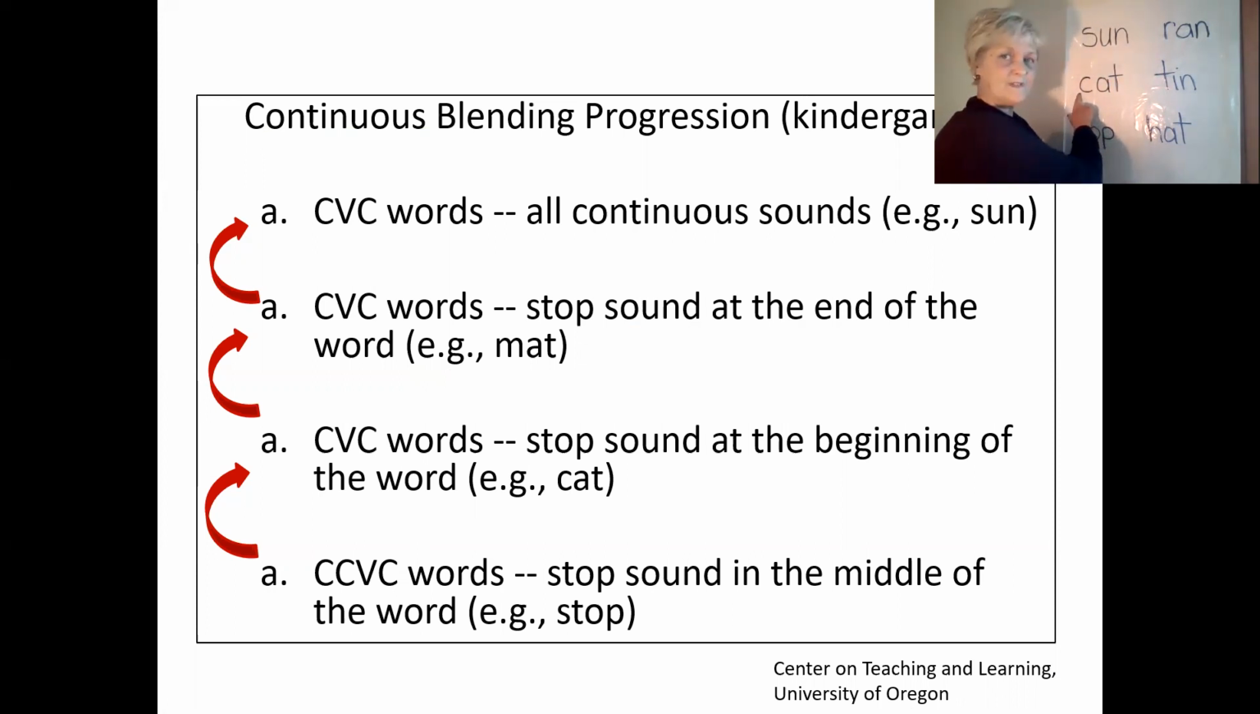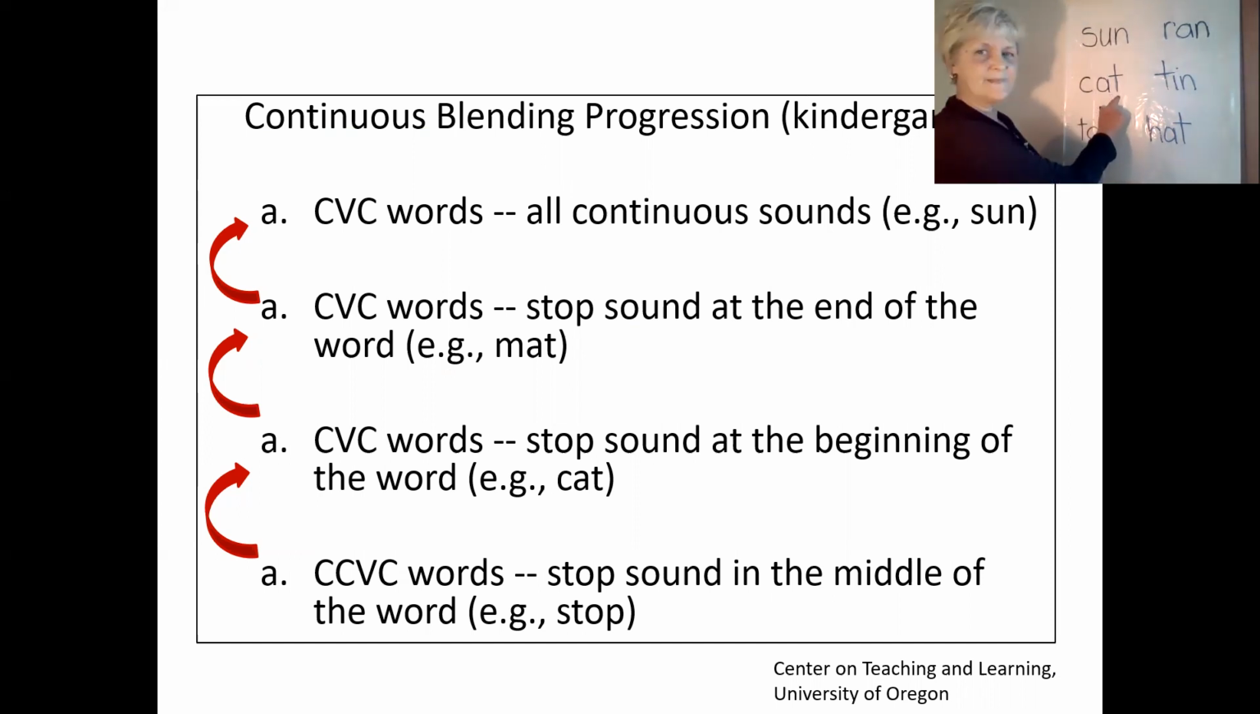So when I come to a stop sound at the beginning, I hop off of it as quickly as I can and I get to the vowel. So it goes like this: blend, cat, word, cat. So as quickly as I can, I'm hopping off of that vowel.